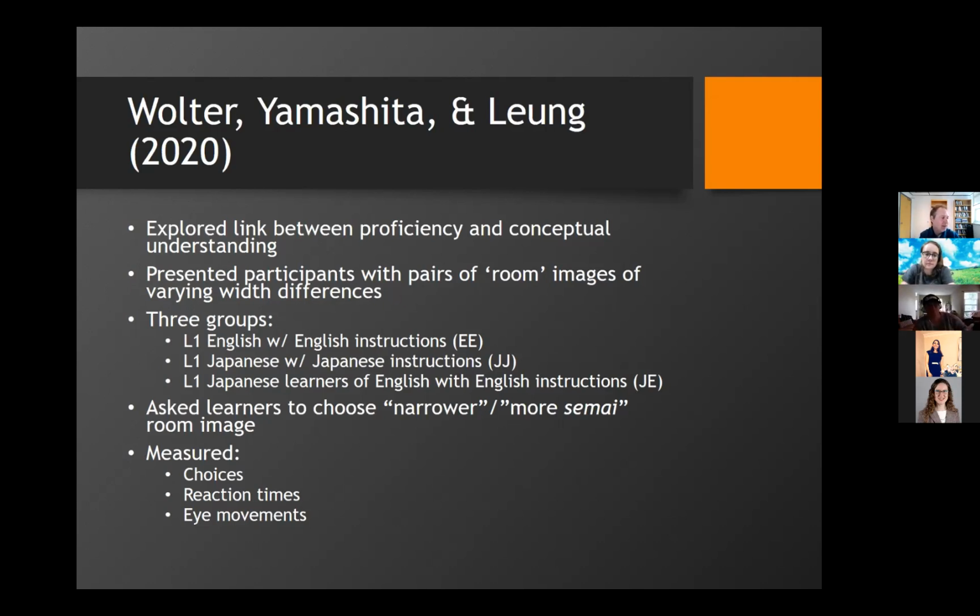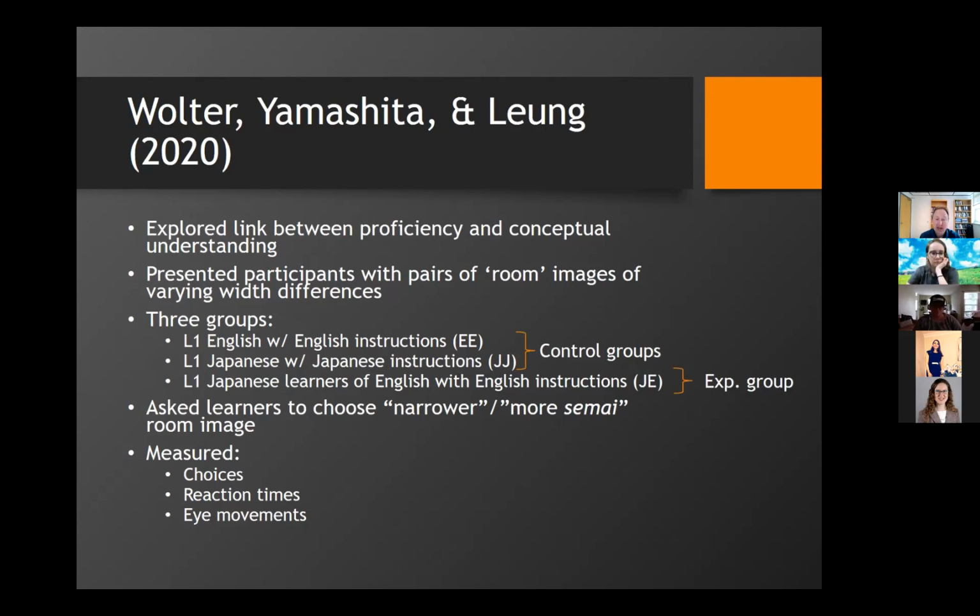So what we did was we presented participants with pairs of room images, and I'll show you some examples of this in just a minute. And we had three groups. We had an L1 English group that had English instructions, so using the word narrow. We had a Japanese L1 group with Japanese instructions using the word semai. And then our experimental group was the Japanese learners of English with English instruction, so doing it in their second language. So these were our two control groups, the native speakers with their native languages, and then our experimental group was these Japanese learners who received English instructions.